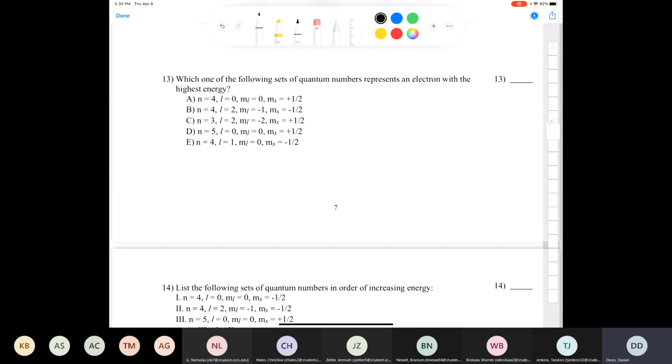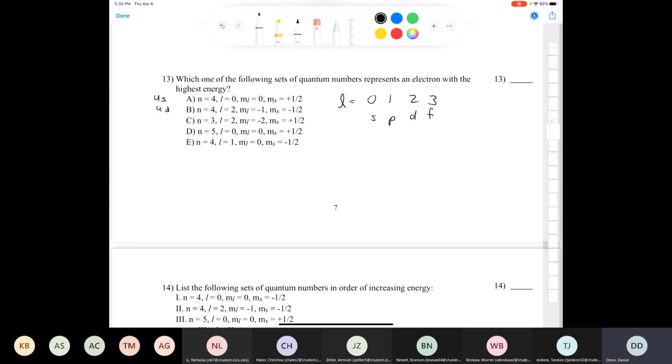Great. Thanks, Christina. Question number 13. Which one of the following sets of quantum numbers represents an electron with the highest energy? So, highest energy. Well, if we look at A, you have n equal to 4 and L equal to 0. Remember that when L is equal to 0, 1, 2, or 3, you're dealing with an S, P, D, or F orbital. So in A, if we have n equal to 4 and L equal to 0, that means we're dealing with a 4s orbital. In B, we're dealing with a 4p orbital. No, sorry, 4d orbital. My mistake.